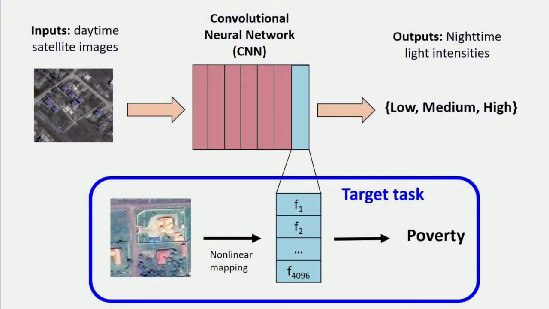And then what we do is we pre-train on this problem of predicting nighttime light intensity from daytime images, and then we do some simple standard transfer learning approach where we look at the features that the neural network identifies as being predictive of nighttime light intensity. These are visual features, and then we hope that they are going to be useful also for predicting poverty, which is what we care about in this case.